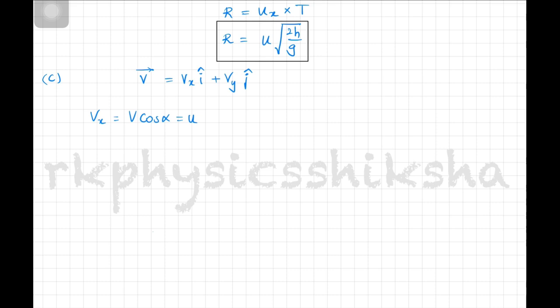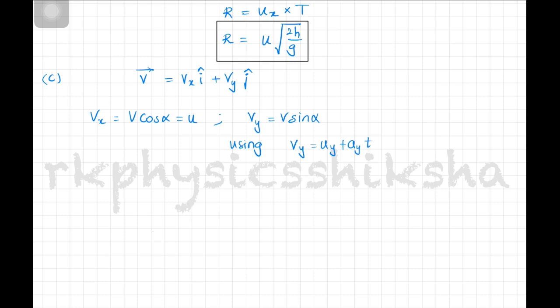Which is equal to u. But we are supposed to calculate Vy, which is equal to V sin alpha. For this, I'll use the equation of motion, Vy is equal to Uy plus Ay into t.